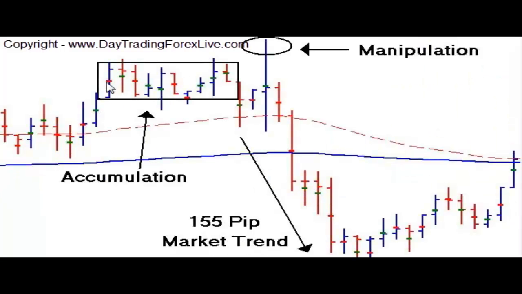Number 4, accumulation. The price pushes above the resistance, which is the manipulation. Then you have the market trend.